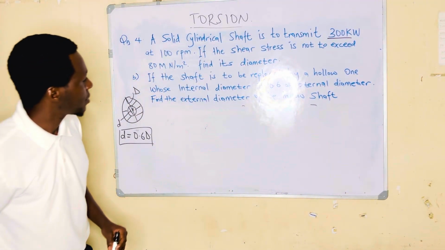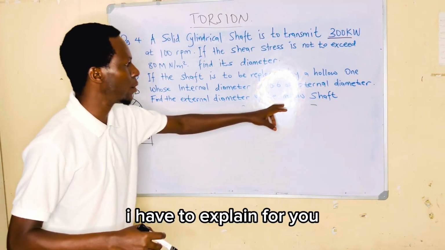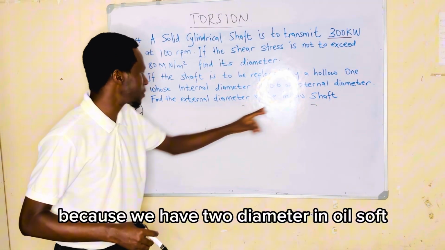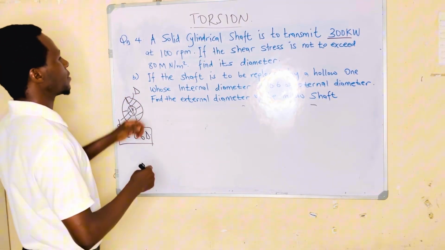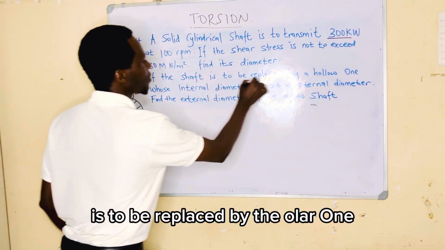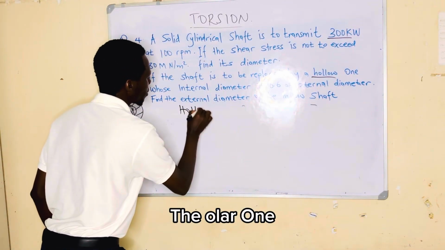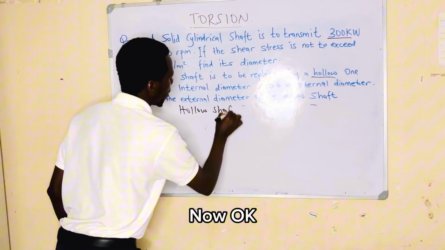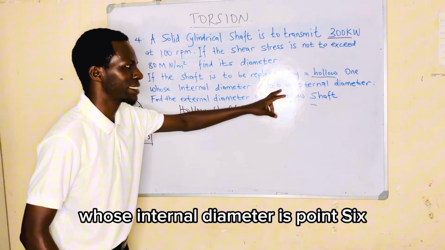Well, this second part is important because I have to explain how we use the hollow shaft, because we have two diameters in a hollow shaft. So the question is telling us that the shaft is to be replaced by a hollow one, so let's deal with the hollow shaft now. The hollow shaft, whose internal diameter is 0.6.